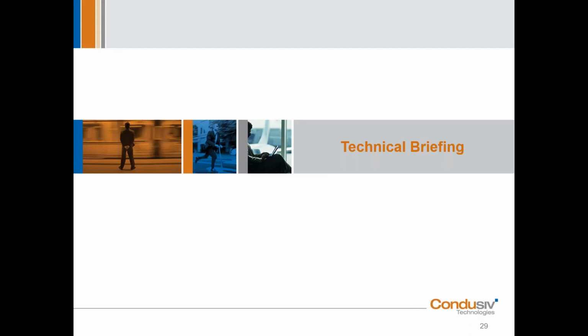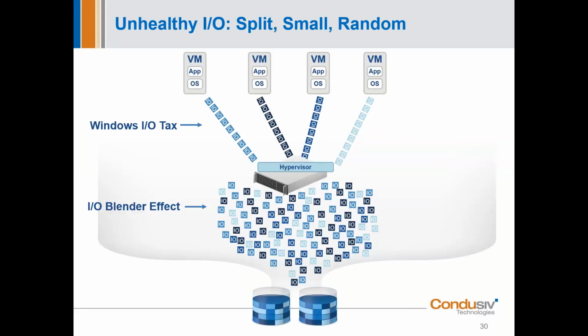Really interesting kind of stuff coming up here. So this is really a profile of what we're looking at for the unhealthy IO. It's split, it's small, it's random. And this is really not what we want.